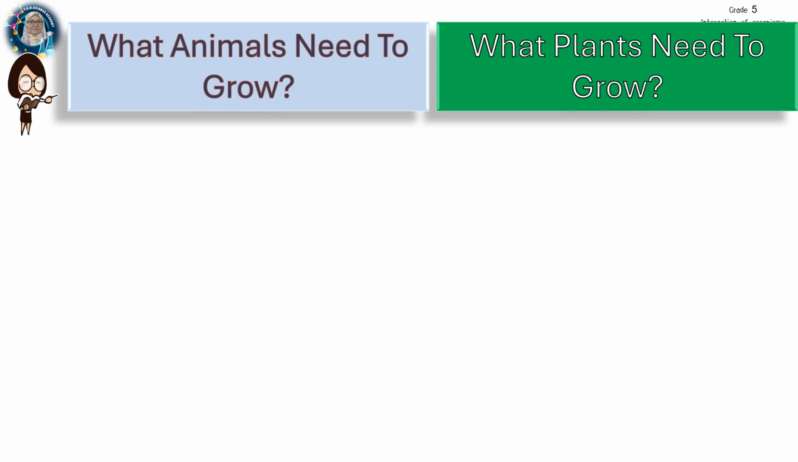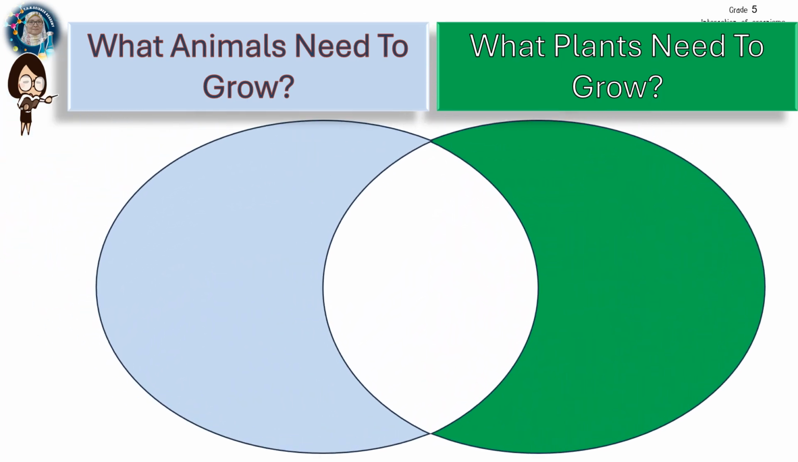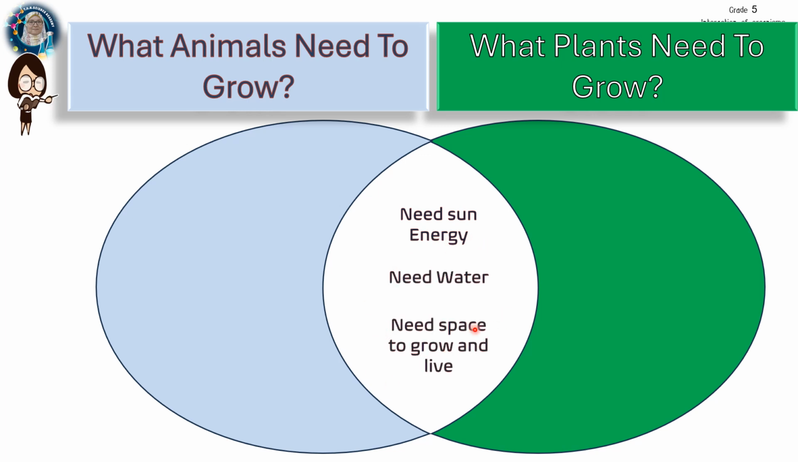Now let's learn the differences: what animals or humans need to grow and what plants need to grow. Green is plant, blue is animals and humans. This part is what they are sharing. They both need sun energy. They both need water. They both need space to grow and live.